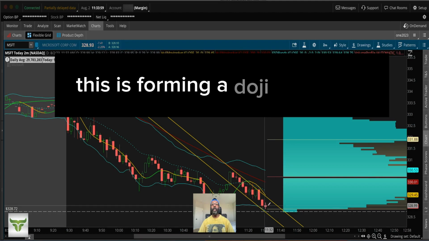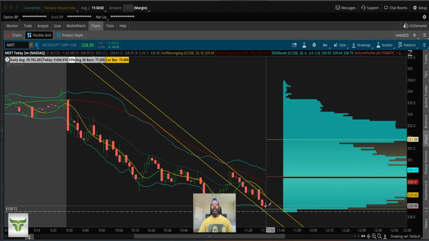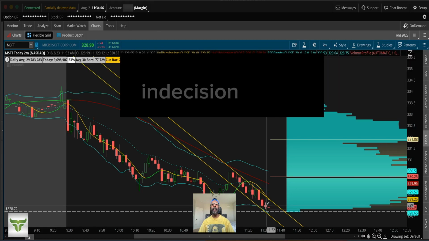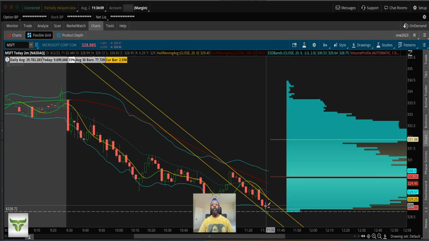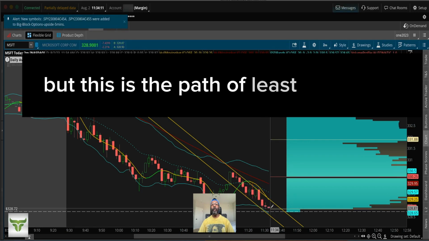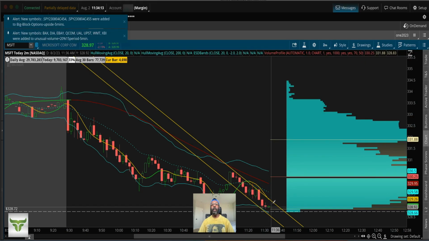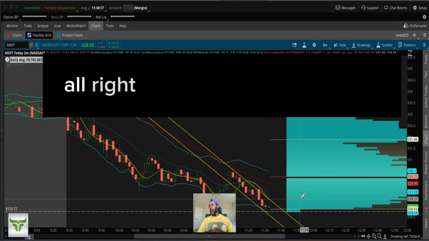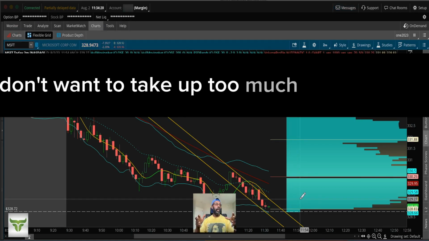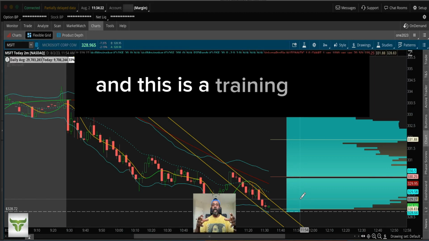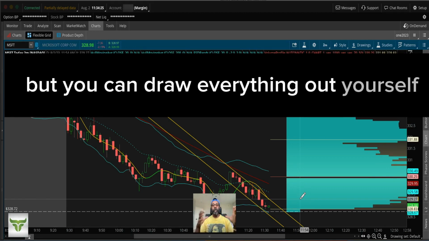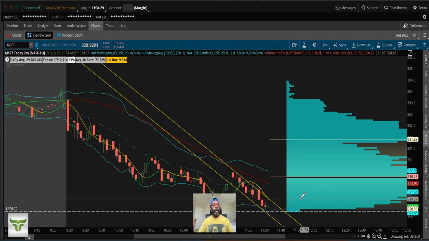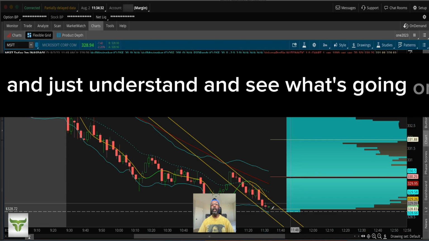This is forming a doji right here. Spinning top. So that was a spinning top right there. Indecision, pause. But this is the path of least resistance to the downside. All right. So that's it from Double P. I don't want to take up too much of the time here in this end of the day trading recap, but you can draw everything out yourself. You see what I do. You can map this out after you watch this video and just understand and see what's going on.